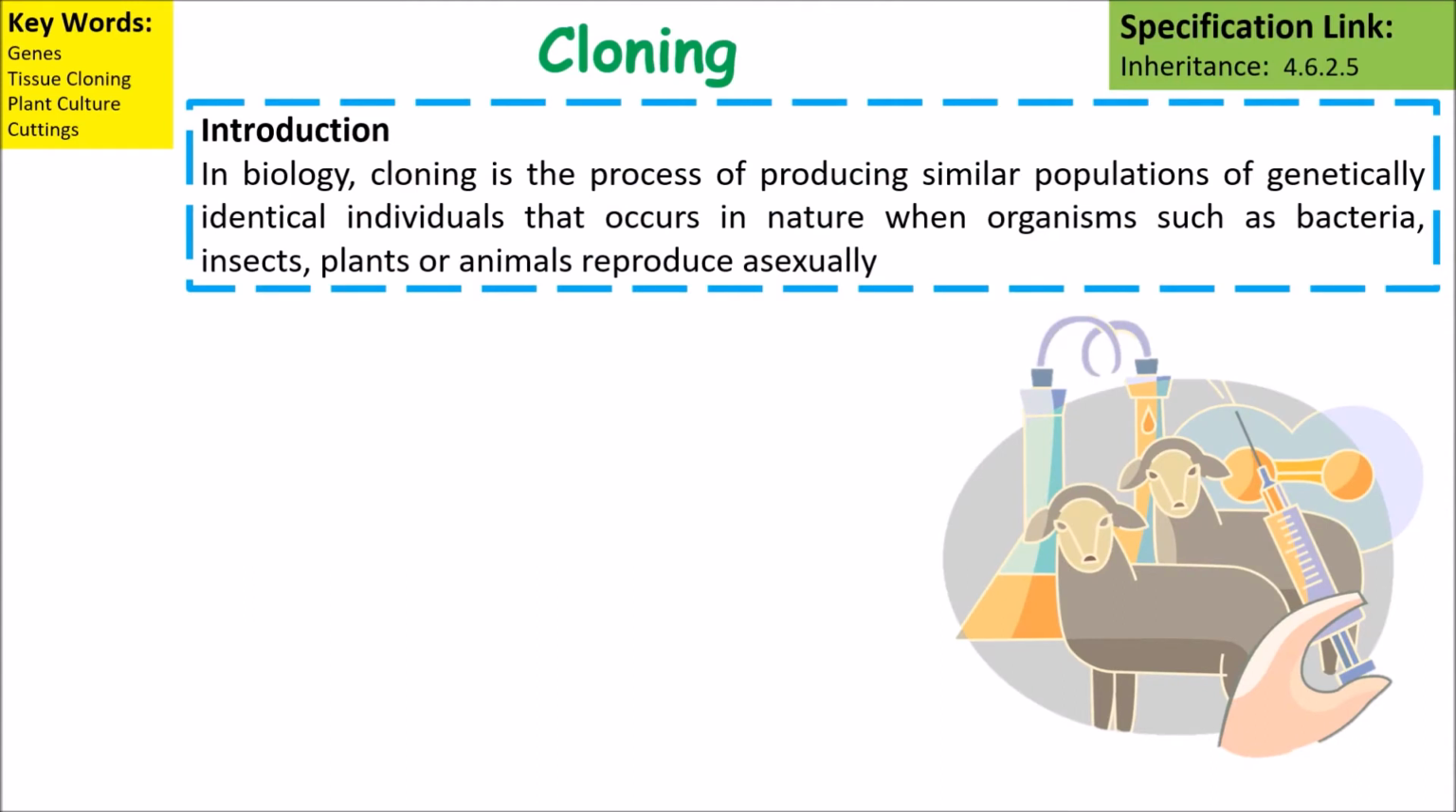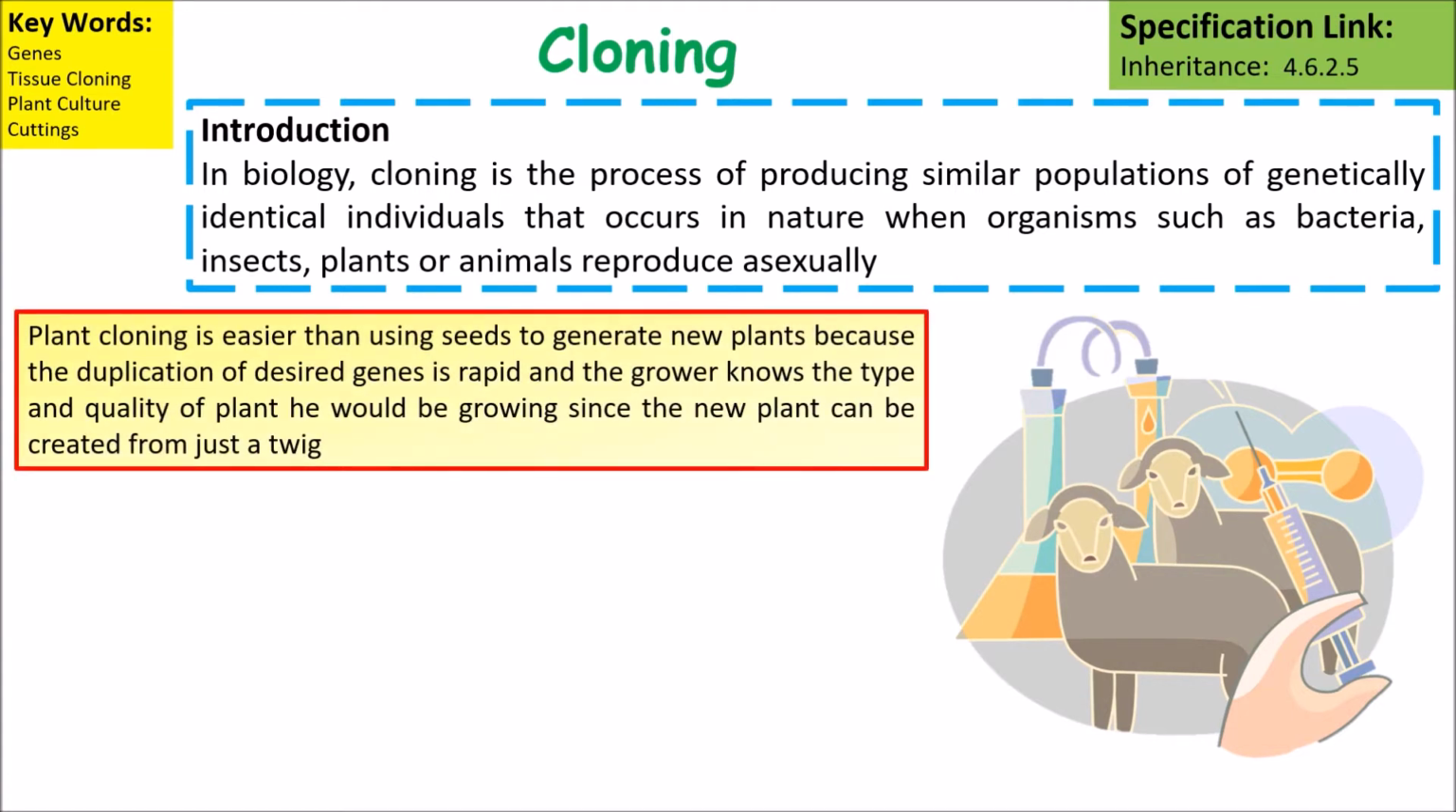So in biology, cloning is the process of producing populations of genetically identical individuals, which occurs in nature when organisms such as bacteria, insects, plants or animals reproduce asexually. Plant cloning is easier than using seeds to generate new plants because the duplication of desired genes is rapid, and the grower knows the type and quality of plant that he will produce.